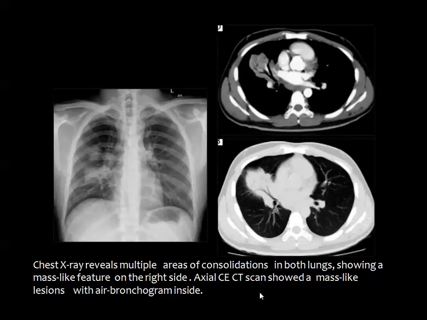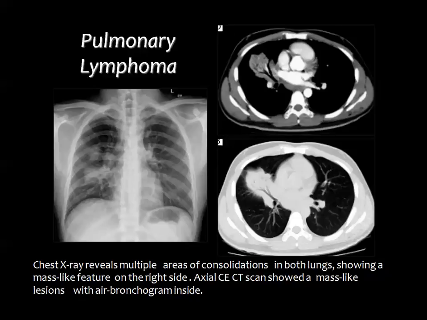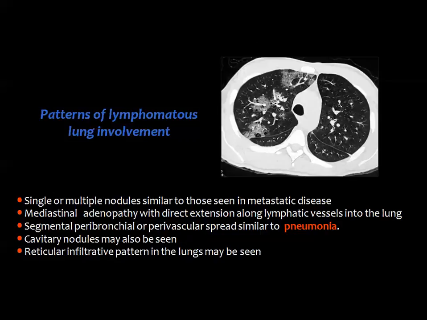And you go to the CT scan and you see a lesion which is exactly similar to a pneumonic patch with internal air bronchogram, and this lesion is not responding to antibiotic. Then you go by biopsy, and then you know that this is pulmonary lymphoma. These are the manifestations of lymphoma in the lung.